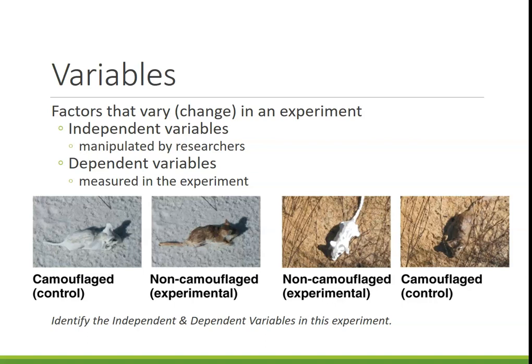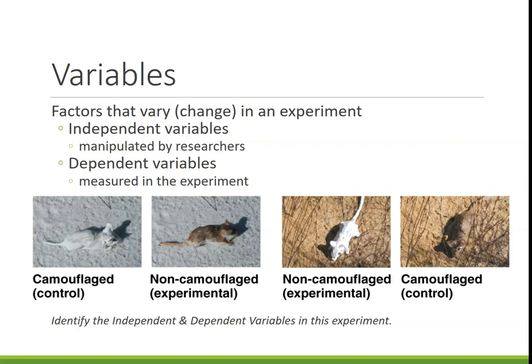Now, what was the dependent variable? Did you write down that it's the number of attacks or percentage of attacks? That's the data that was collected. Those data were collected by looking at bite marks or claw marks, or if the mice models were missing. So they collected that data. That was the variable that was measured within the experiment.